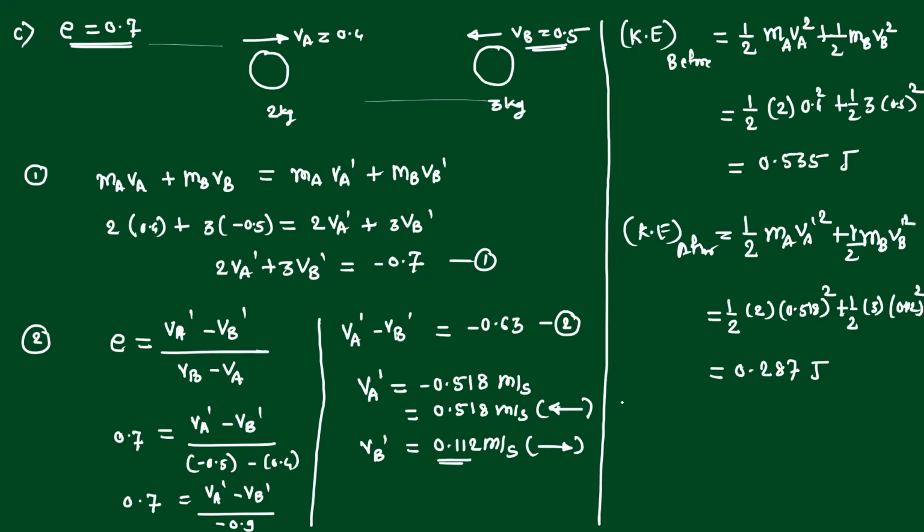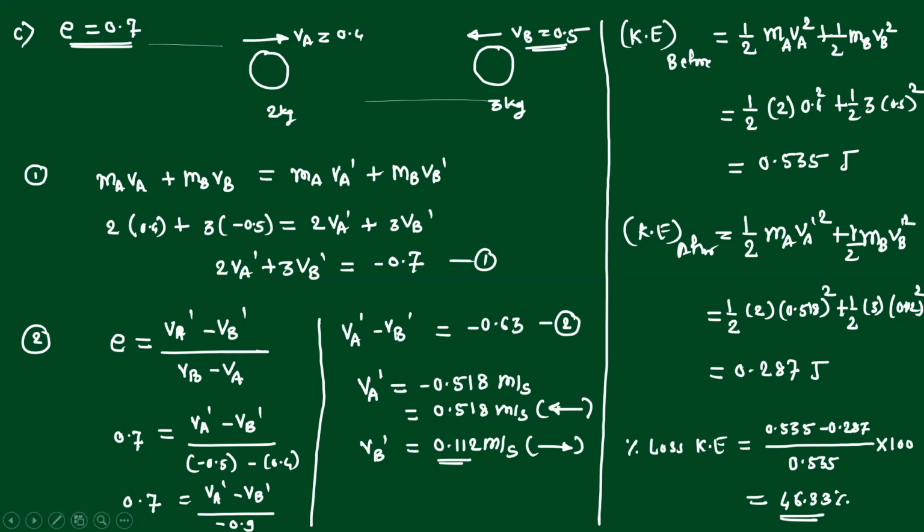Okay. Now we can find out the percentage loss of kinetic energy. This is equal to the change in kinetic energy. So it is 0.535 minus 0.287. So this is the change in the kinetic energy upon initial kinetic energy, 0.535, multiplied by 100. So this is equal to 46.33%. Okay. So this is how we can find out the velocity after impact and the loss of kinetic energy.